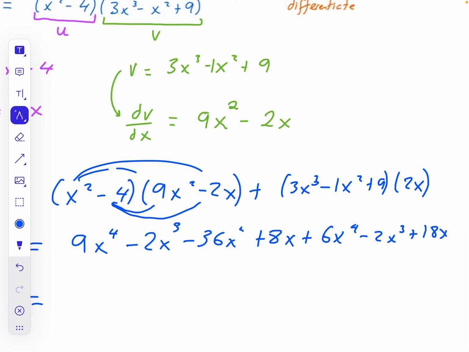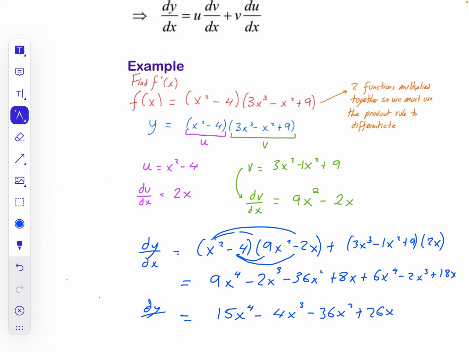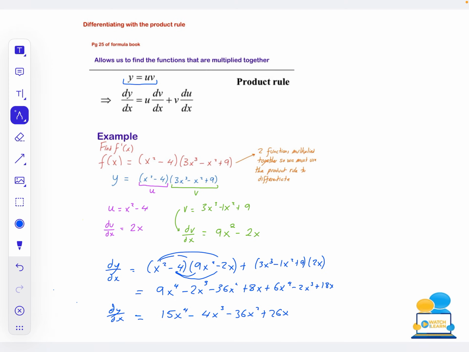Okay, and now just tidy that up a bit. So we'll add the things with the same powers. So we have 9x to the power 4, and we also have a 6x to the power 4, so that's 15x to the power 4, minus 4x cubed, minus 36x squared plus 26x when we add the 8x and the 18x. Okay, so dy dx is equal to 15x to the power 4 minus 4x cubed minus 36x squared plus 26x.